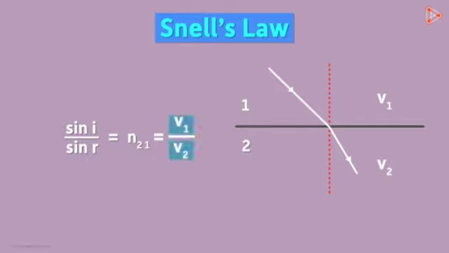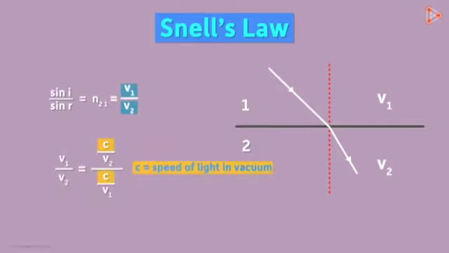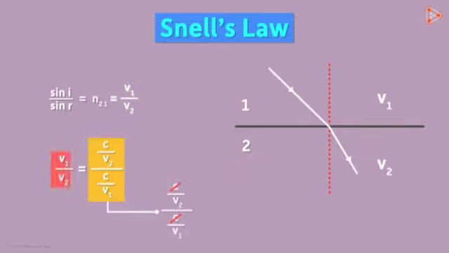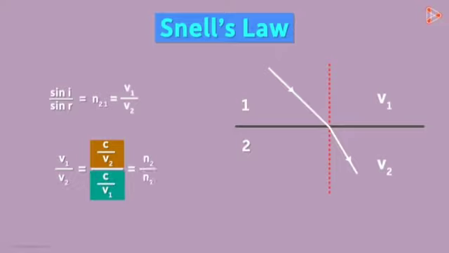We can write this ratio like this, where c is the speed of light in vacuum. Yes, if you simplify this ratio, we will get v1 over v2. And can you guess what the numerator and the denominator are equal to? That's right. This is nothing but the absolute refractive index of medium 2, and this is the absolute refractive index of medium 1. That was another way of understanding Snell's law. We can also say that sin i over sin r is n2 over n1, where n2 and n1 are the absolute refractive indices of media 2 and 1 respectively.